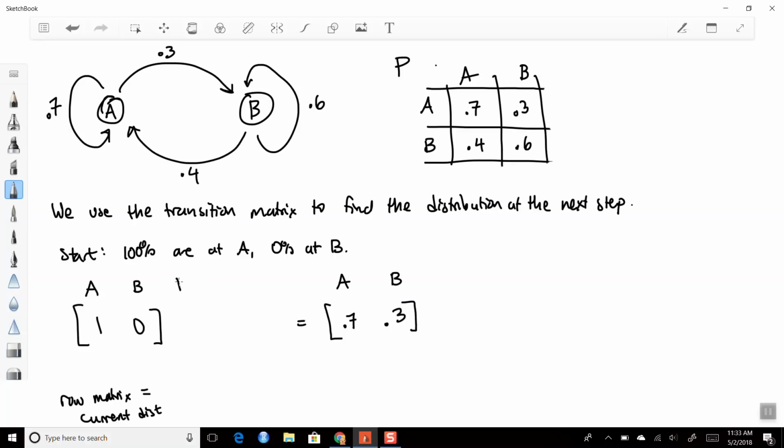And I want to show that to get this, all we have to do is multiply it by our transition matrix P. So I've got 0.7, 0.4, 0.3, 0.6. If I do 1 times 0.7 plus 0 times 0.4, I get 0.7. 1 times 0.3 plus 0 times 0.6, I get 0.3. So after one iteration, I've got 70% at A and 30% at B. What will the distribution be after one more step?